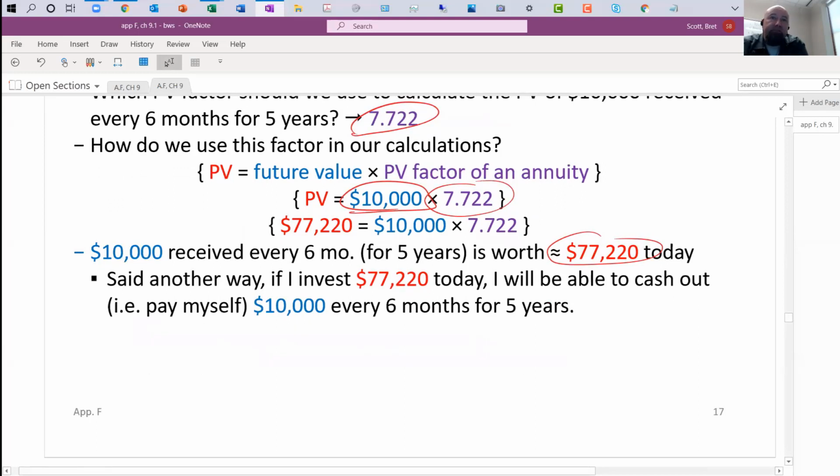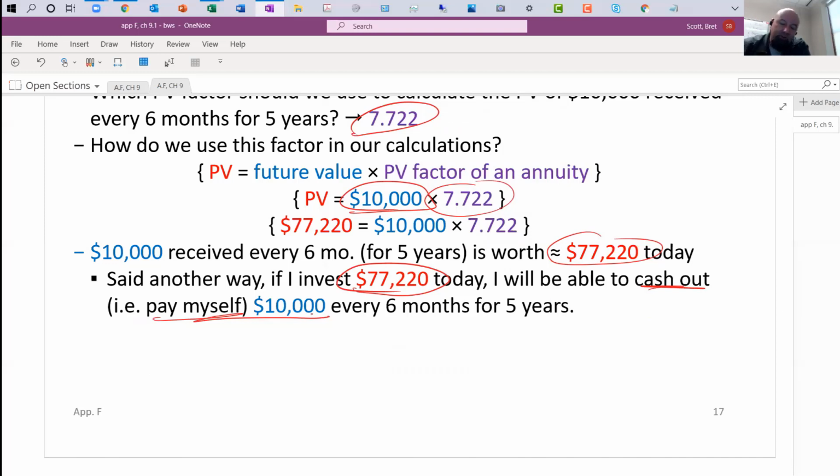So taken another way, if I invest $77,000 today and I pay myself or cash out $10,000 every 6 months, I would be able to pay myself $10,000 every 6 months for 5 years, assuming a 10% interest rate, but compounded semi-annually.